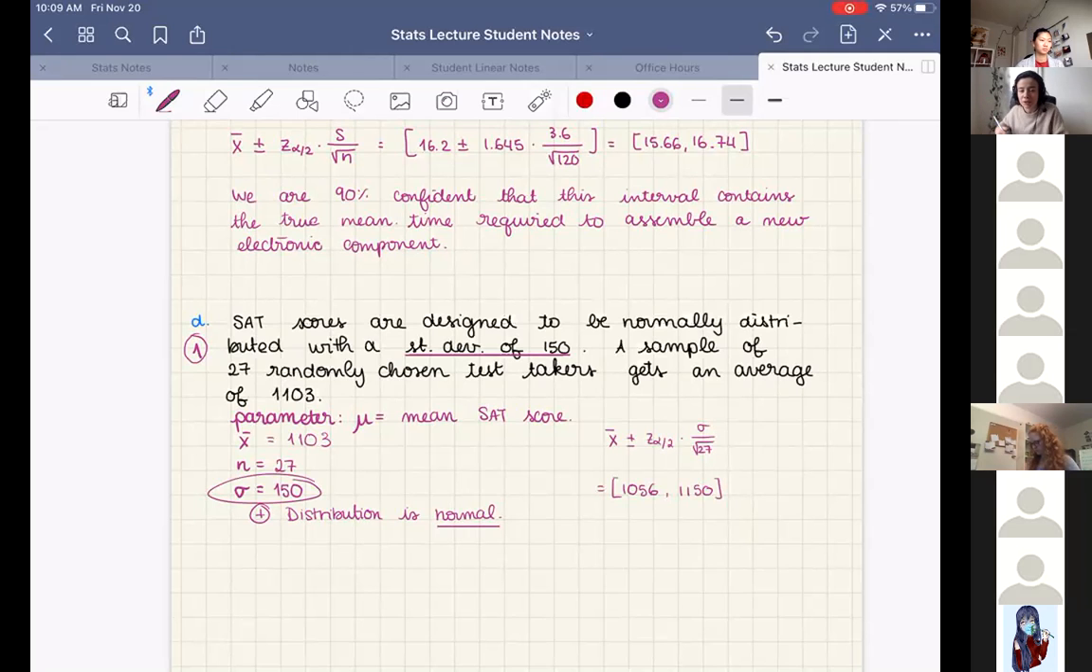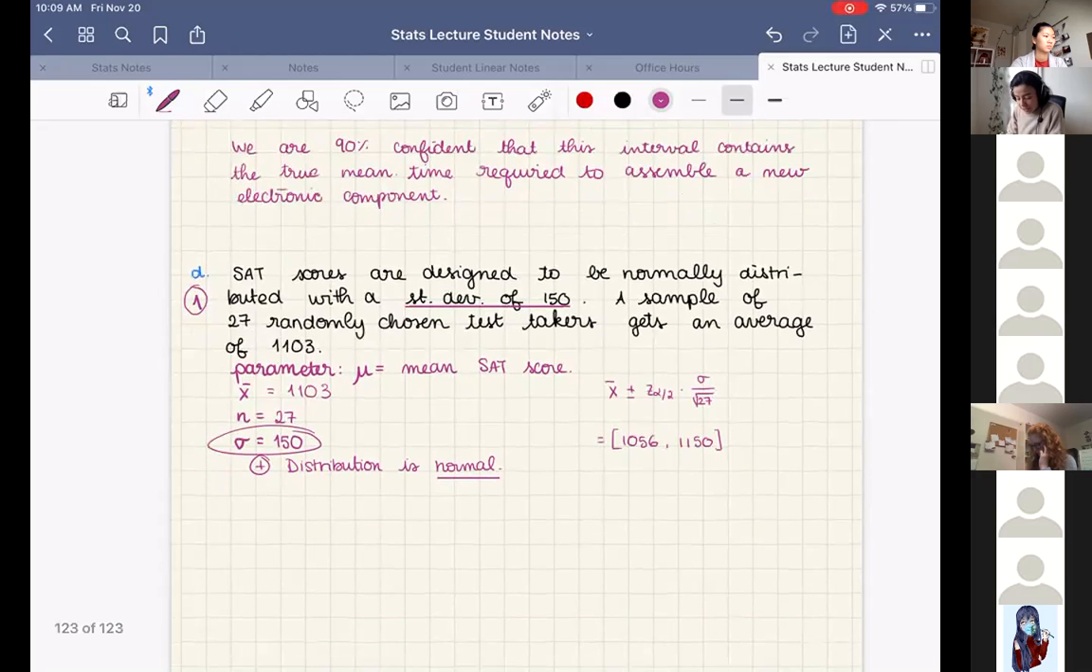If you put a couple digits after the comma, that's fine. If I don't specify, then you're free to do anything. Usually I'll try to specify on a test how many decimals after the comma I expect. And once again, this means that we are 90% confident that the mean SAT score is between 1056 and 1150.